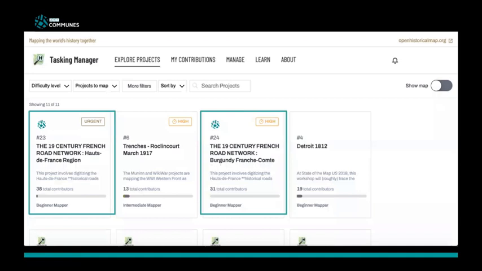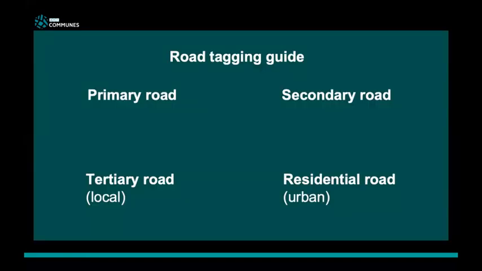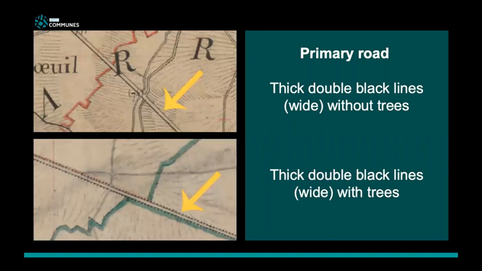Firstly, you can identify our projects with the blue ANR COMMUNES logo as shown in the upper left-hand corner of the two highlighted projects. The roads in these maps are classified into four types: primary, secondary, tertiary, and residential roads. Primary roads are identified with thick bounding lines.